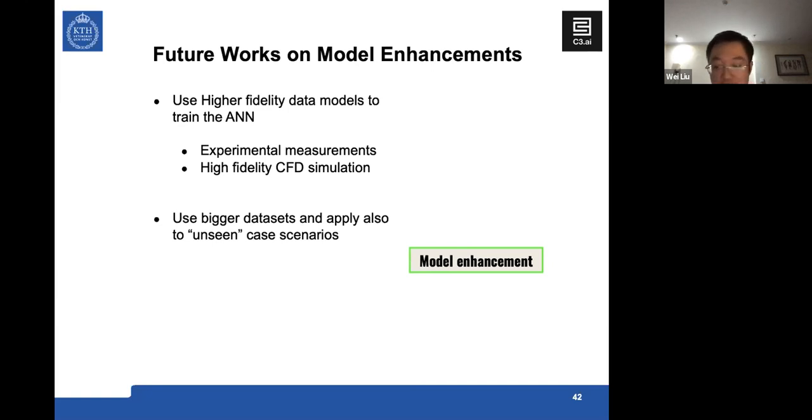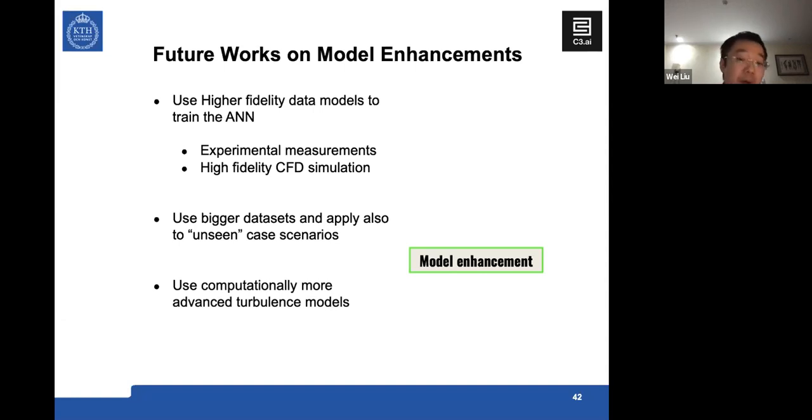And instead of a simple relation between the turbulence viscosity and the velocity and the length scale, we will try more advanced turbulence models or get rid of this turbulence viscosity altogether. And also we will try to use more advanced deep learning architectures.